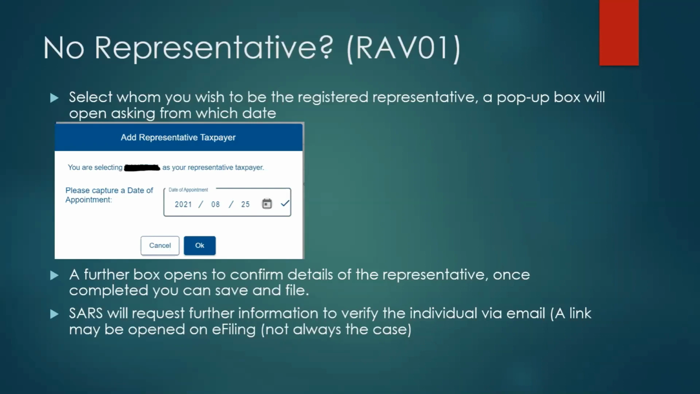Now, it can take up to 21 days for SARS to update the information. In some cases, it's 48 hours, but what we're seeing in most cases, it's more towards the 21 days. Once SARS has verified the information, you can navigate back to your RAV01, and it will now have a tick box tick to verify that that person is a representative with SARS.